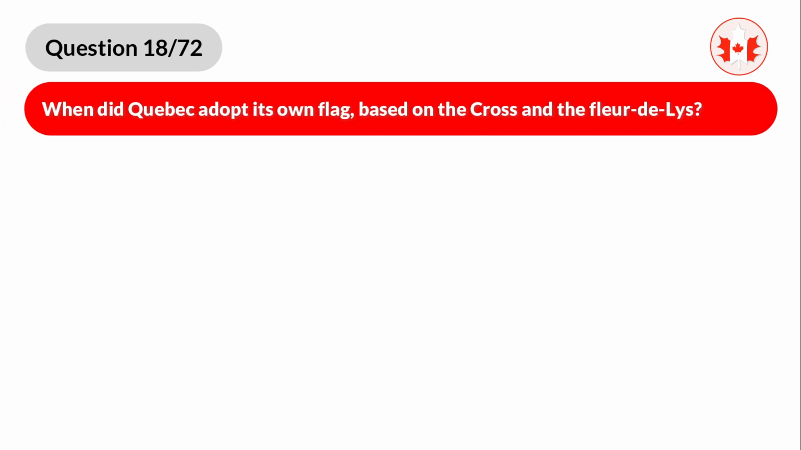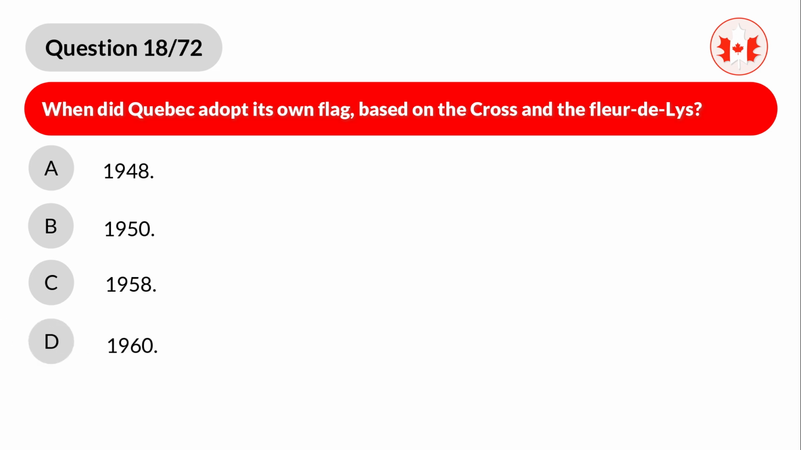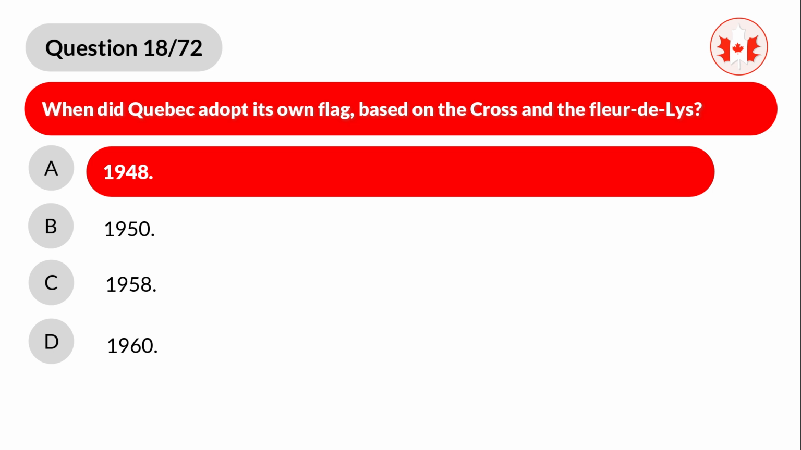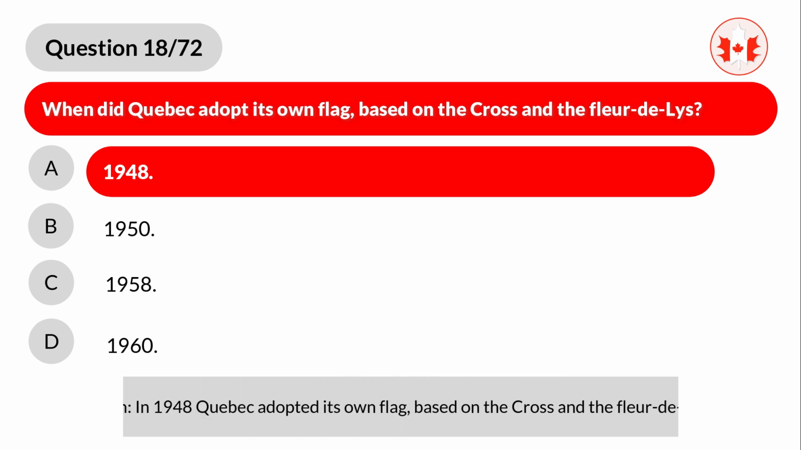Question 18. When did Quebec adopt its own flag, based on the cross and the fleur-de-lis? A. 1948. B. 1950. C. 1958. D. 1960. The correct answer is A. 1948. Explanation. In 1948, Quebec adopted its own flag, based on the cross and the fleur-de-lis.